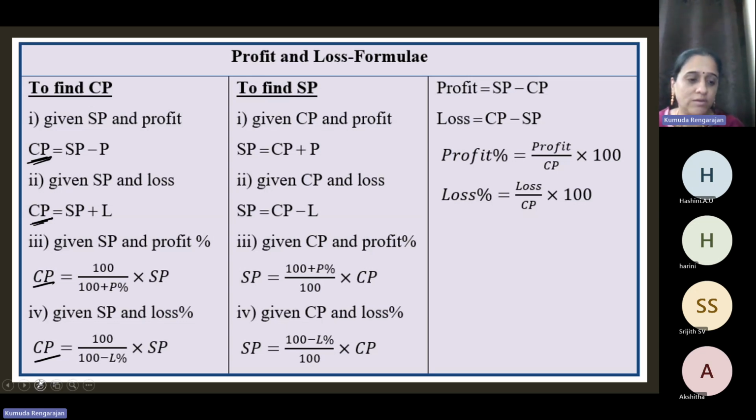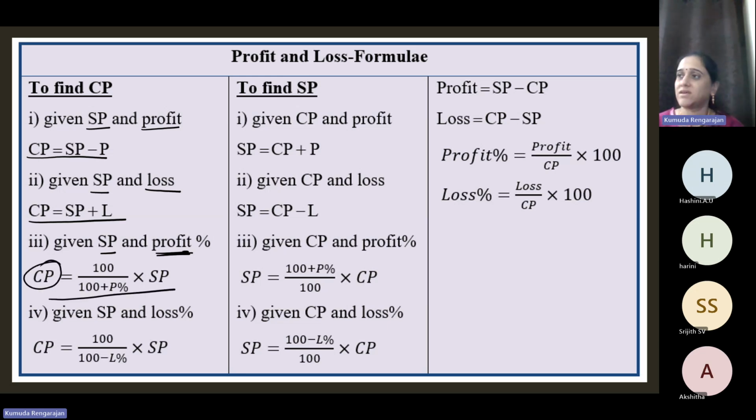It's what you see in the first column. In the first column, what you see is, under different circumstances, given different information, how do we find the cost price? So if you're given the selling price and profit, this is the formula you will be using to find the cost price. If you're given the selling price and loss, then this is the formula you should use. If you're given the selling price and profit percent, then this is the formula you will be using. If you're given the selling price and the loss percent, then this is the formula you will be using to find the cost price.